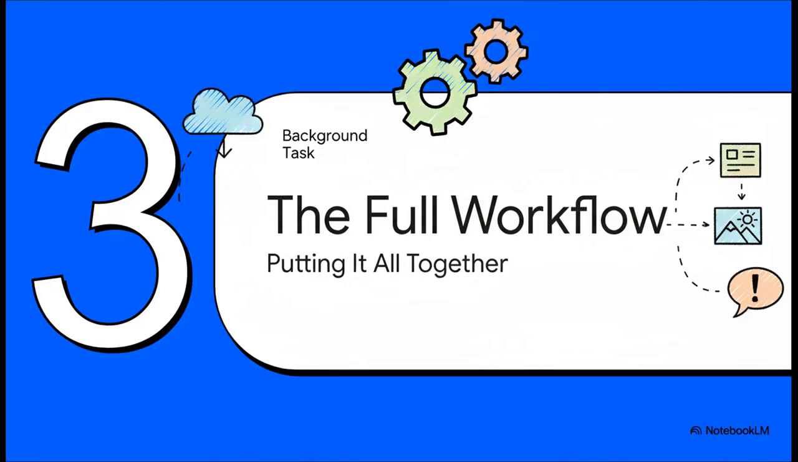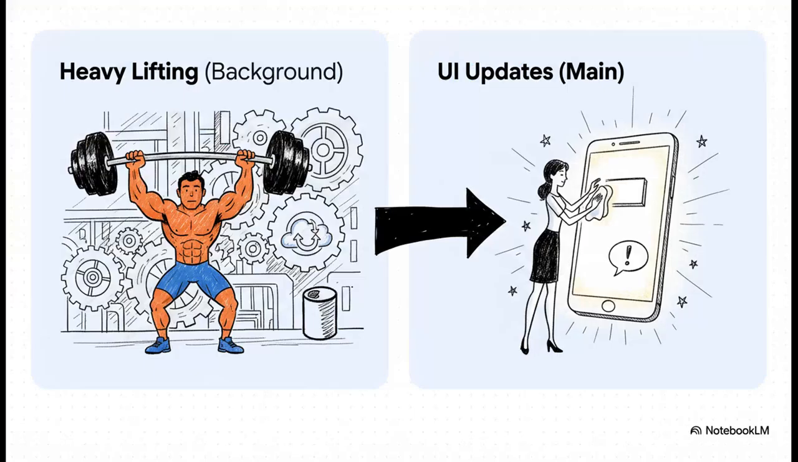Okay, so now we know how to send work to the background, but that's really only half the story. What happens when the background task is done? Usually, you need to show the result to the user, like updating some text or displaying an image. And for that, we need the full, complete workflow. This brings us to the absolute number one most important rule of iOS concurrency.